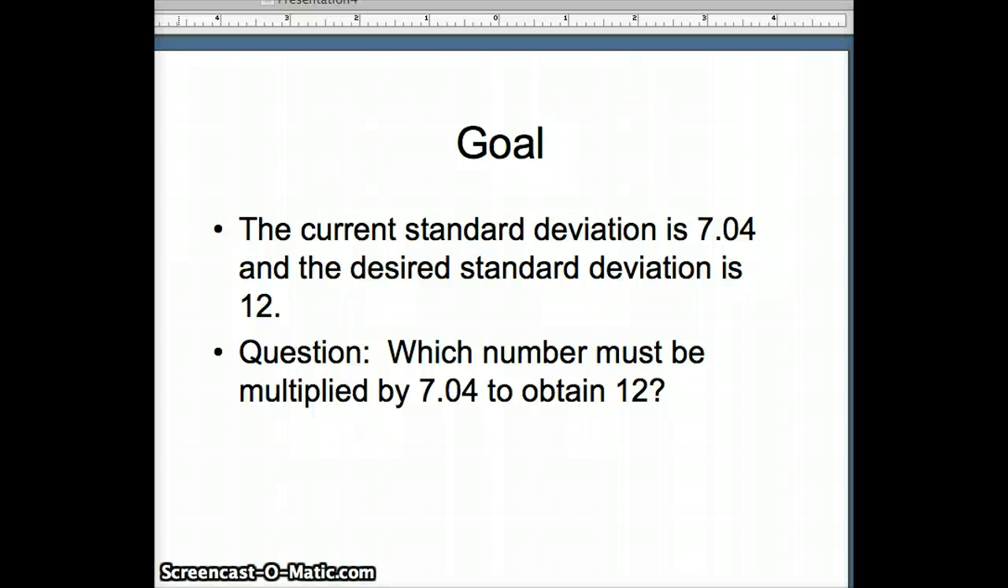Current standard deviation 7.04, desired standard deviation is 12. Which number must be multiplied by 7.04 to obtain 12?